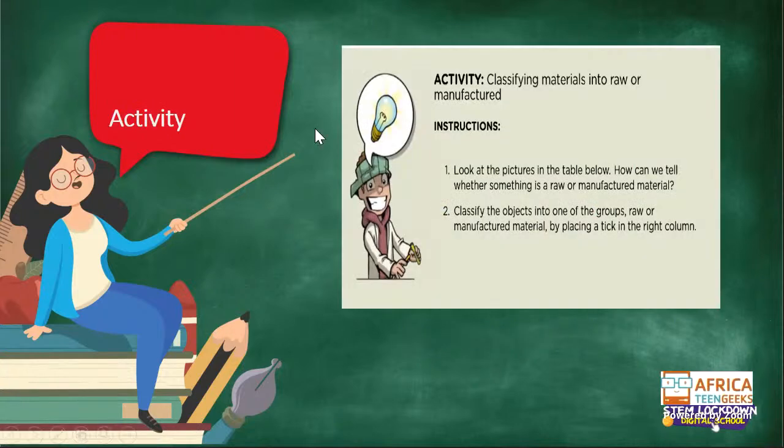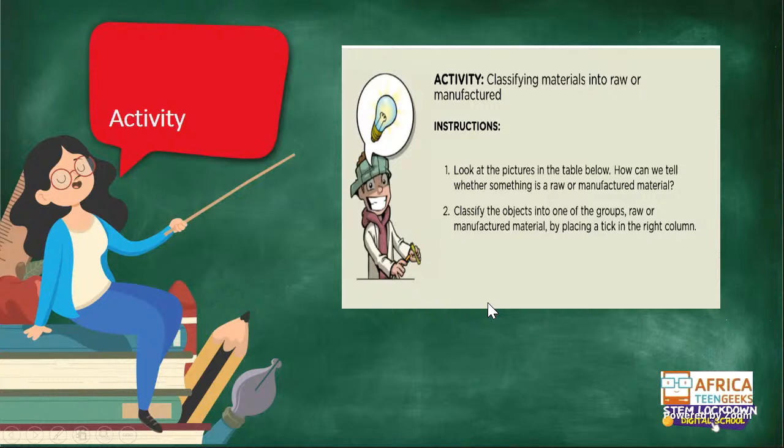So basically, that was just a nice introduction of the differences between a raw material and a manufactured material. And then in the next lesson, we'll play a nice game. We'll be able to classify them in the game. And then from there, we'll discuss more on the raw materials as well as the components. So this is a nice activity that is classifying materials into raw or manufactured.